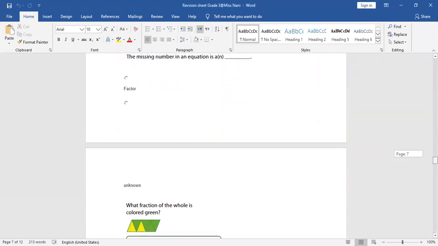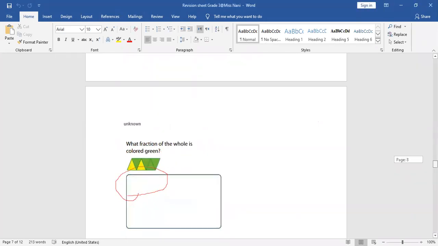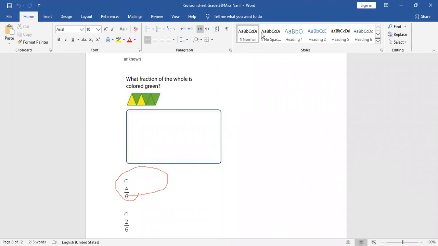Okay, here. The missing number in an equation is what? Is it factor or unknown? Of course, the number that I don't know is called unknown. Excellent. Let's complete. What fraction of the whole is colored green?